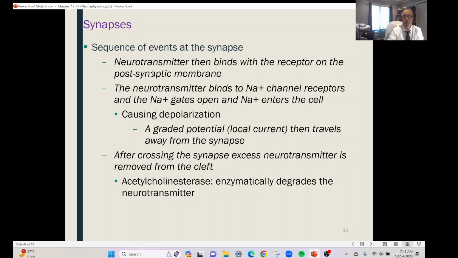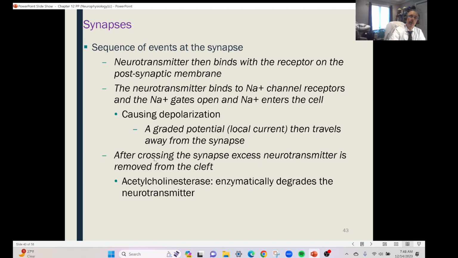Again, once that receptor receives the acetylcholine, sodium-gated channels open and sodium comes in, causing that local current. And now the local current travels along the dendrite or the cell body of the second neuron until we get to the axon where the action potential will be initiated.